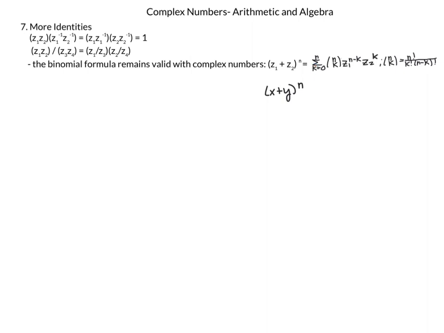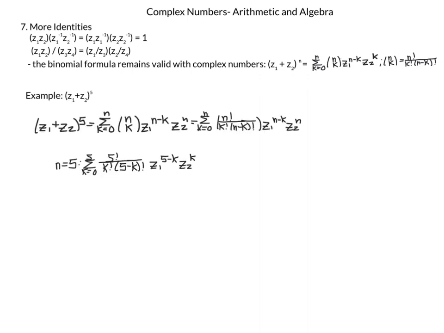And the formula says it's a summation from k equals 0 to n of n choose k, which is defined here as n factorial over k factorial times (n minus k) factorial. That's also the number of ways to choose k items from a list of n items. Anyway, times z1, our first complex number, raised to the n minus k, times z2, our second complex number, raised to the k. I am not going to prove this for you because that's way beyond the scope of this class. I mean, it's not difficult, but it's not what we're doing.